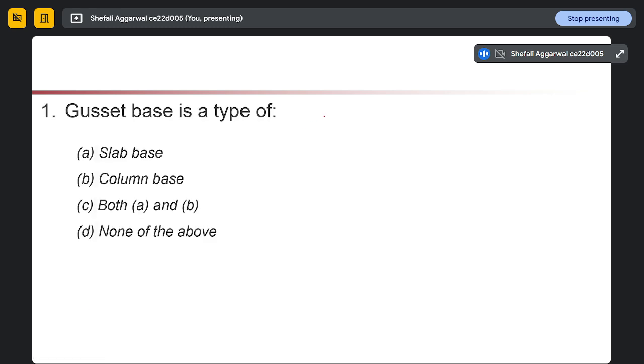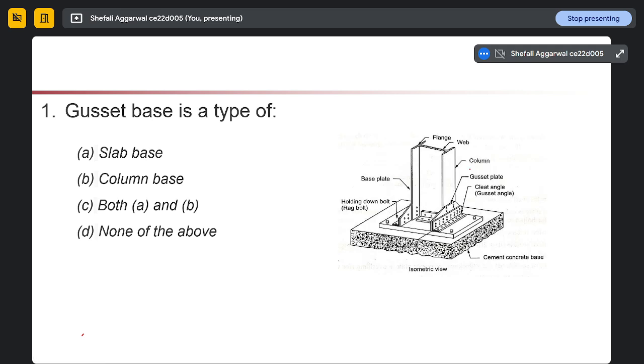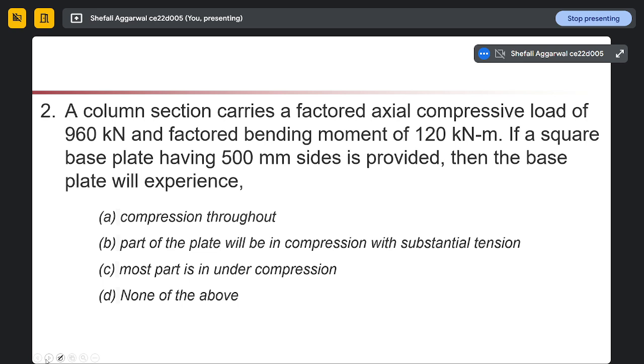First question: a gusset base is a type of slab base, column base, both A and B, or none of the above? So this is our diagram for the gusset base. What do you think the answer can be? We have already seen that our gusset base is a type of column base. Even slab base is one of the types of column base. The column base has two types, gusset and slab base. So the answer is column base.